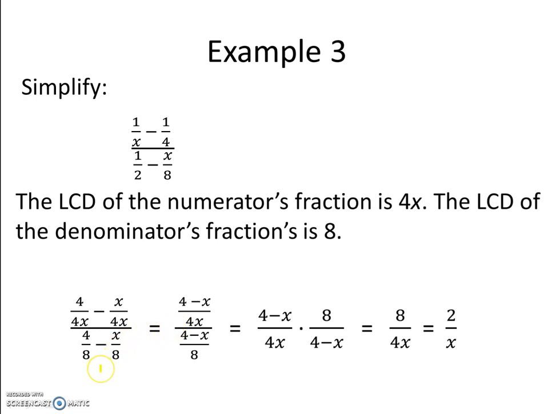We're looking at the denominator now of the original fraction, and 1/2 equals 4/8 minus x over 8. So we have 4 minus x over 8. Again, flipping the denominator, we get 8 divided by 4 minus x. And then we see that the 4 minus x cancels quite nicely, and we're left with 8 divided by 4x, which simplifies to simply 2 divided by x.